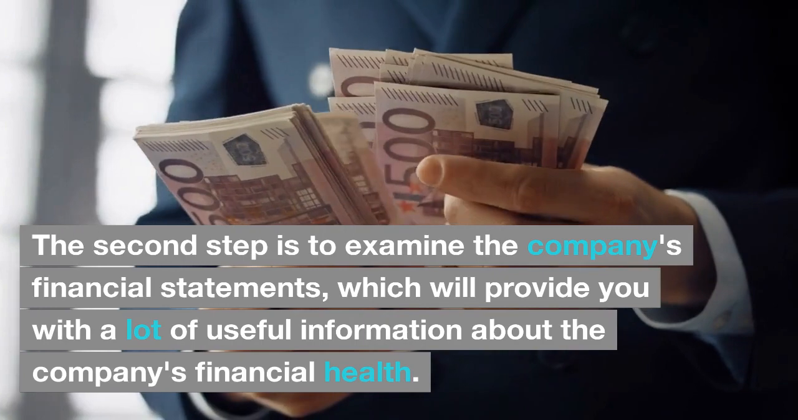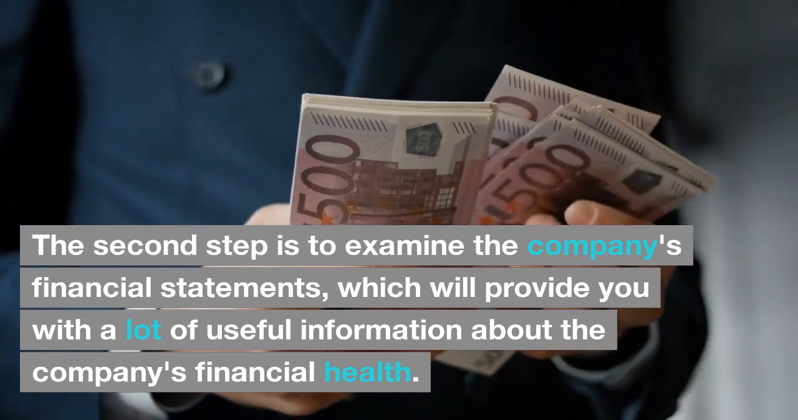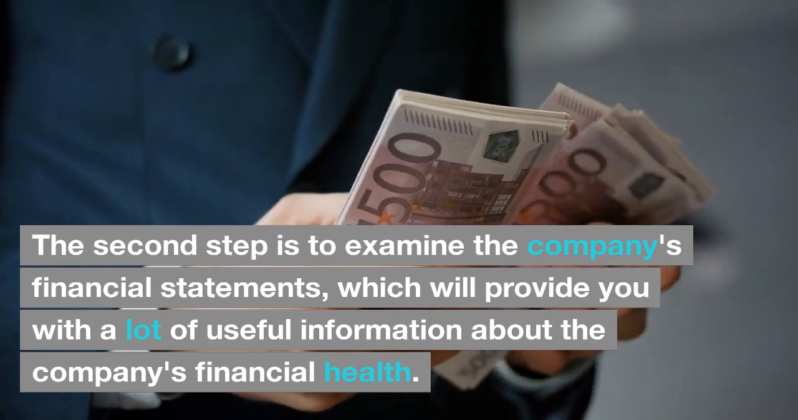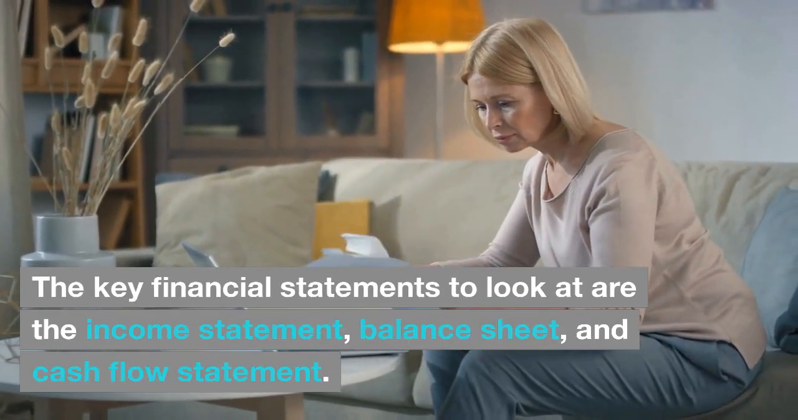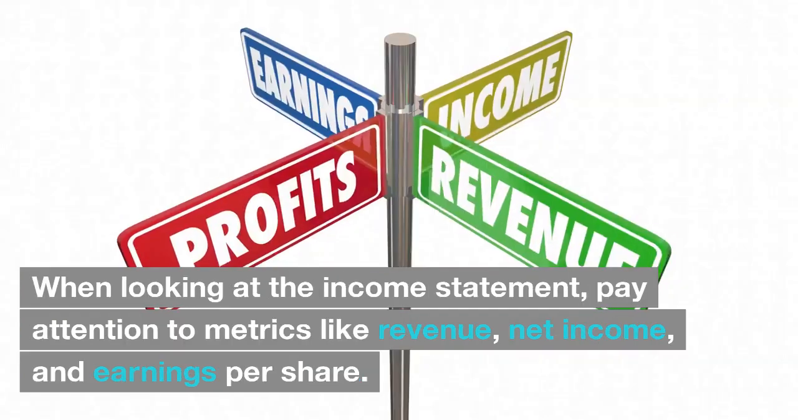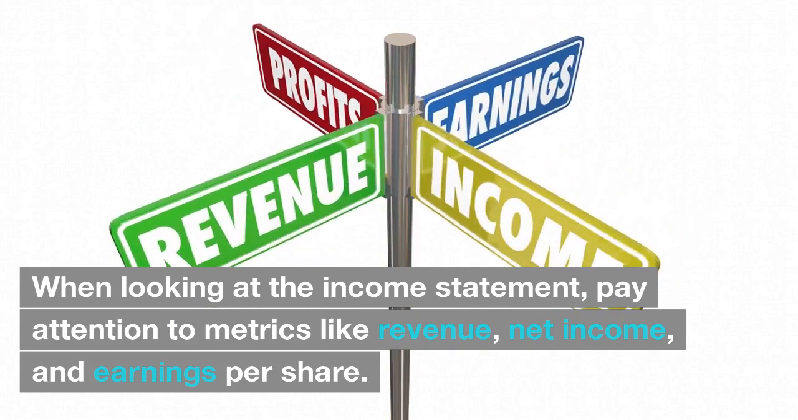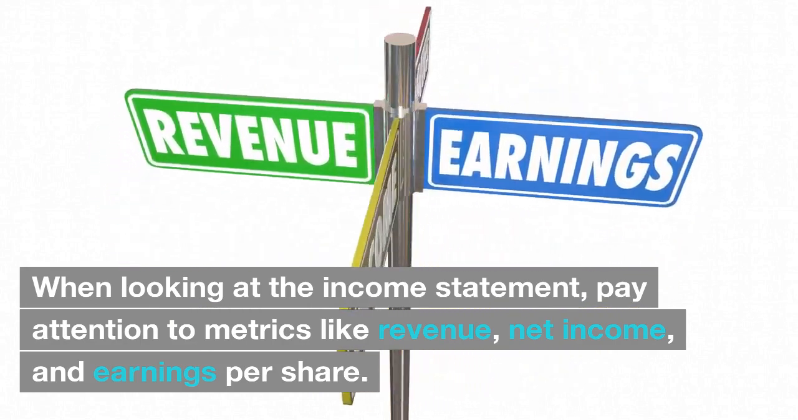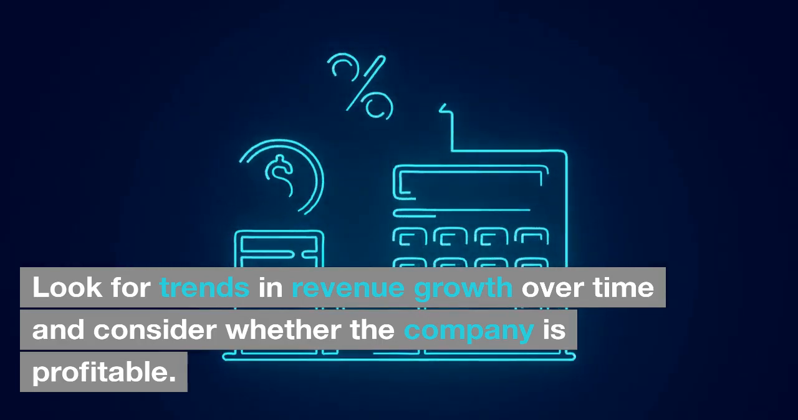The second step is to examine the company's financial statements, which will provide you with a lot of useful information about the company's financial health. The key financial statements to look at are the income statement, balance sheet, and cash flow statement. When looking at the income statement, pay attention to metrics like revenue, net income, and earnings per share. Look for trends in revenue growth over time and consider whether the company is profitable.